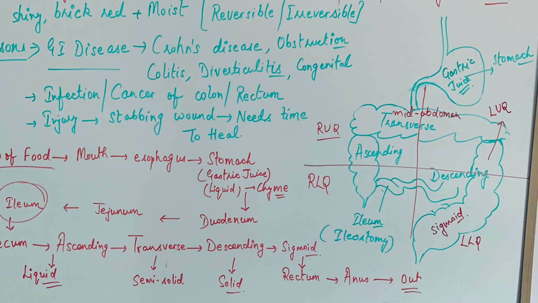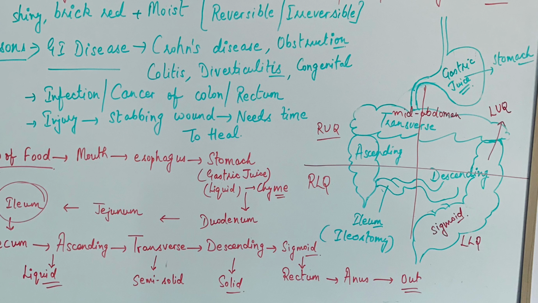It's clearly shown in the picture that the sigmoid colon is in the left lower quadrant, and the descending colon is in the left upper quadrant. The ileum is in the right lower quadrant, the ascending colon is in the right upper quadrant, and the transverse colon comes in the mid abdomen. So it is easy to differentiate where each part of the colon is placed inside the body. These are the commonly asked questions about the locations of colostomy.